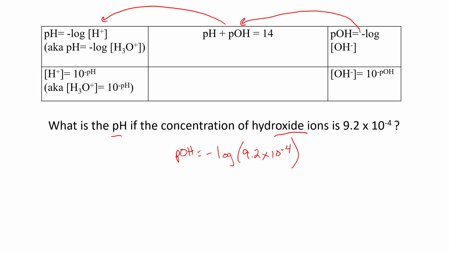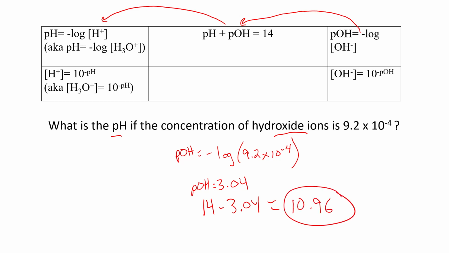So when we do this in our calculator, negative log 9.2 times 10 to the negative 4, close the parentheses, and we get 3.04 about. And that's our pOH. But they're asking for pH. So in order to get to the pH, we're going to do 14 minus 3.04. And we get 10.96. And that is our final answer.